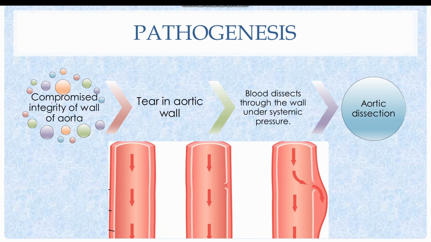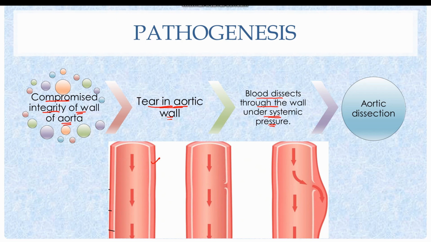So, due to the presence of variable factors, there is a compromise in the integrity of the aortic wall, and once there is a tear in the aortic wall, the high pressure blood dissects through the wall, creating a separate and a new blood-filled channel. This is a normal blood vessel with a streamlined blood flow and intact wall.